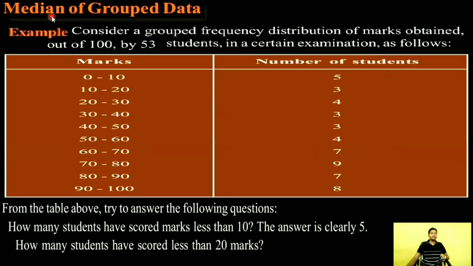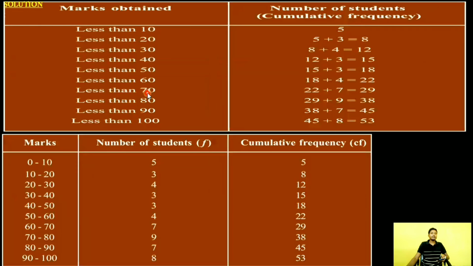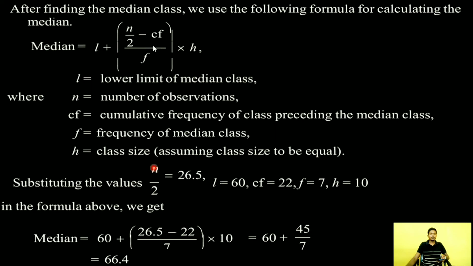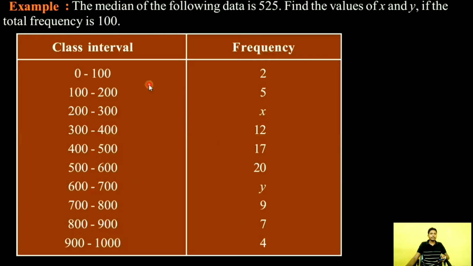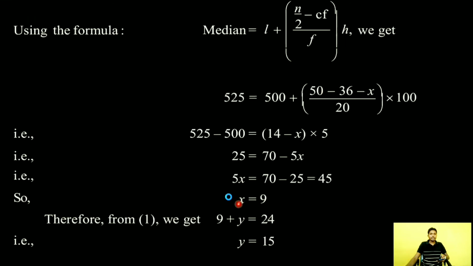Now this is the median of grouped data. Median, you already know, means the middle term. So for grouped data, this is our cumulative frequency. We have to find the cumulative frequency, and this is our range, this is our frequency, and this is our cumulative frequency. Now this is our formula to find the median using the cumulative frequency. Clear? And this is an example. Have a look at how to solve this problem, and this is our solution.